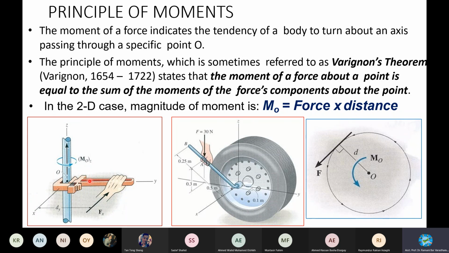Now, what if this is here? Answer me directly. If the force is applied at this point, and the hand is here, how much is the moment, and is it higher or lower than the previous one? Directly.